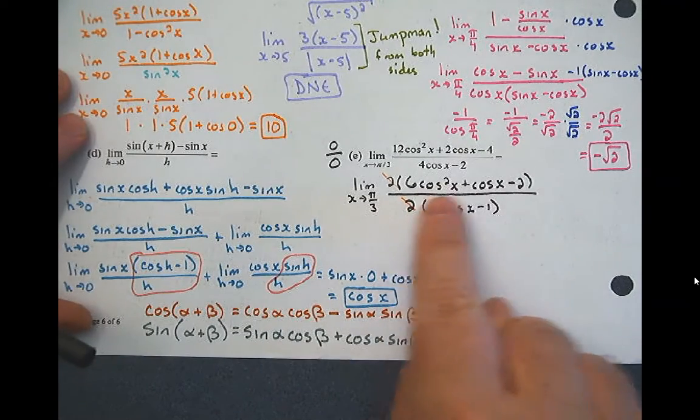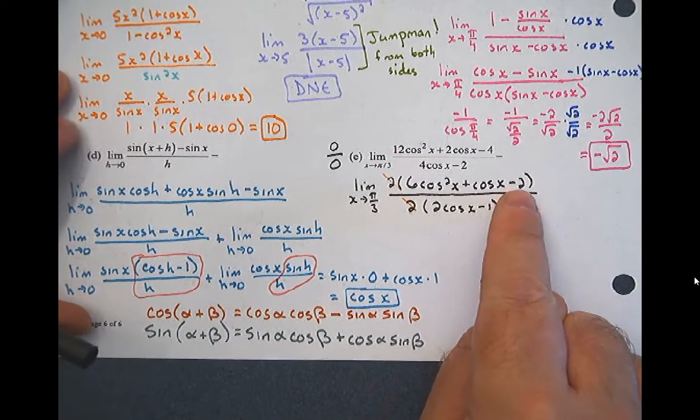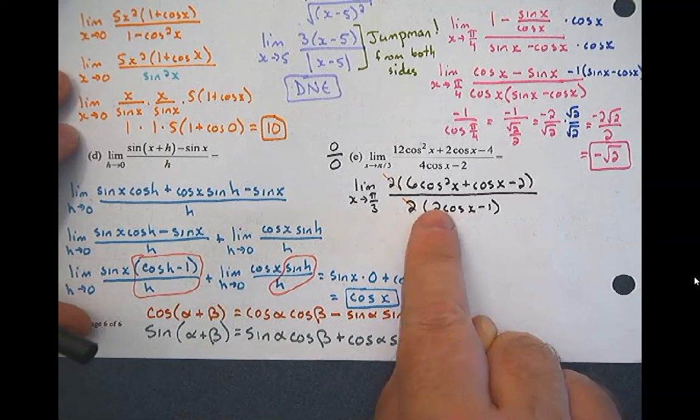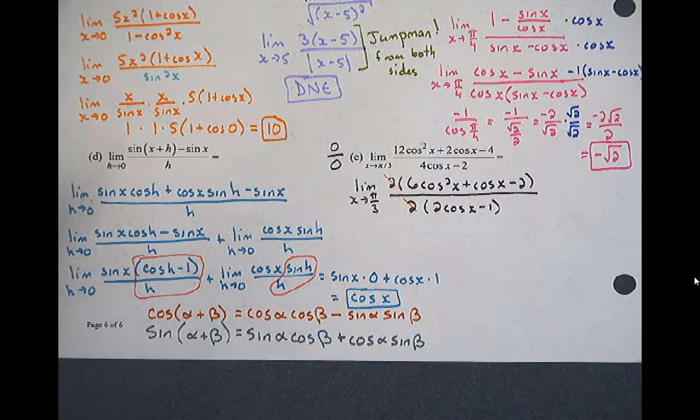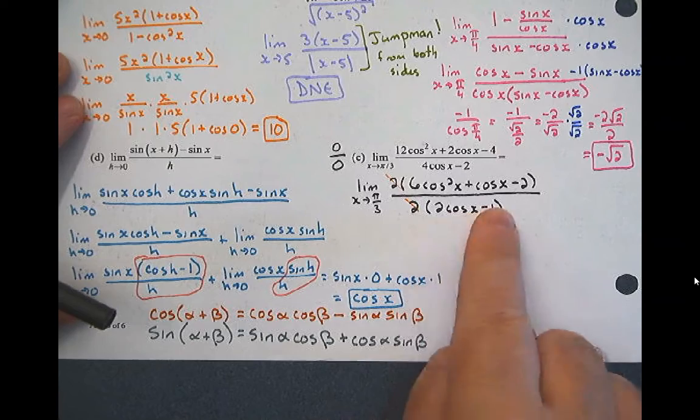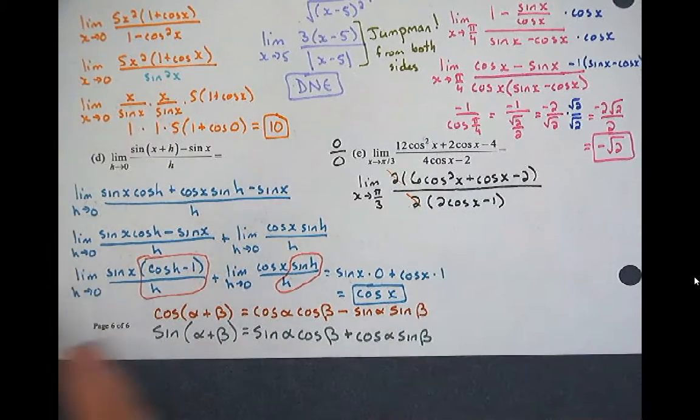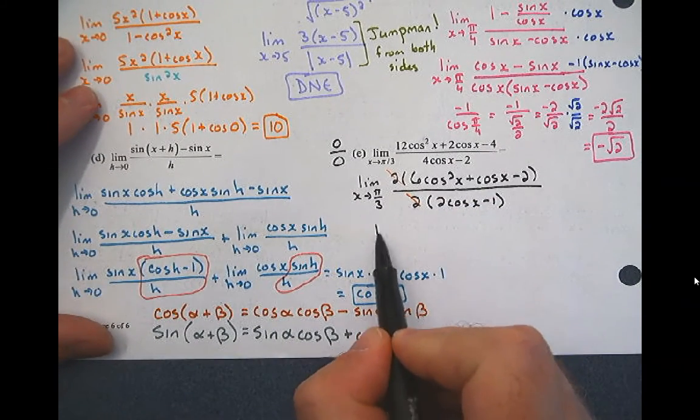Math voice. Factor. And you know what? I bet you this is going to be one of the factors. Call me crazy, because I know that when I direct substitute, I end up getting the 0. So this is going to be one of the factors. We just got to figure out what the other factor is.